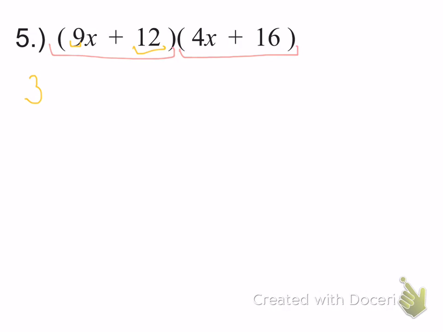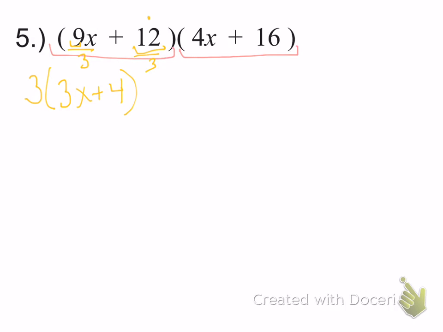We're also going to look if we can take out a GCF of x, and we can't because our second term 12 does not have an x on it. So we can go ahead and divide each term by 3, and left over we'll have 3x plus 4. Because 9 divided by 3 gives you 3, and 12 divided by 3 gives you 4. So that's our first term.